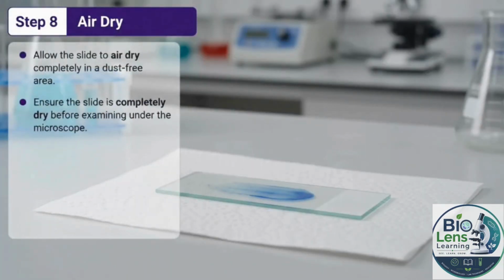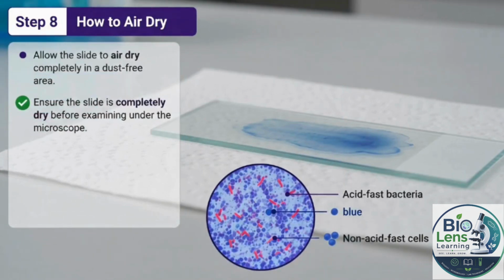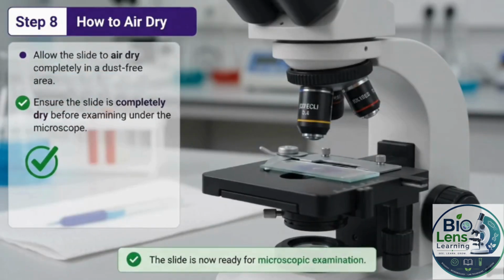Step 8. Air dry. Allow the slide to air dry in a dust-free area. Acid-fast bacteria appear red or pink. The slide is ready for microscopy.